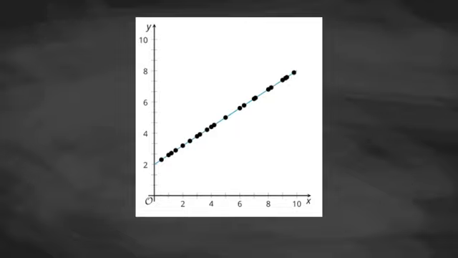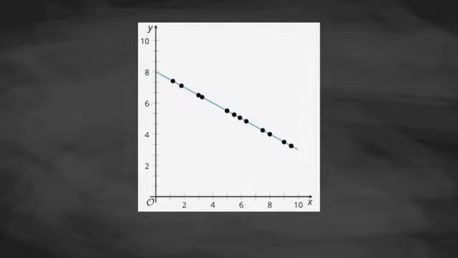In graph A from the activity, the slope is positive, so the correlation coefficient is positive. The data are right on the line of best fit, so the correlation coefficient is R equals +1. In graph F from the activity, the slope is negative, so the correlation coefficient is also negative. The data seem to be right on the line of best fit, so the correlation coefficient is R equals -1.